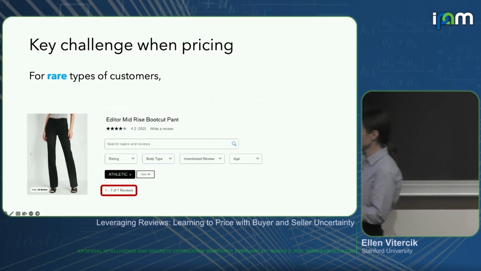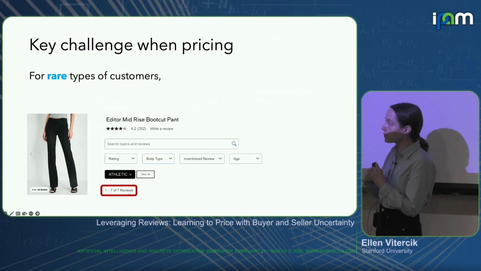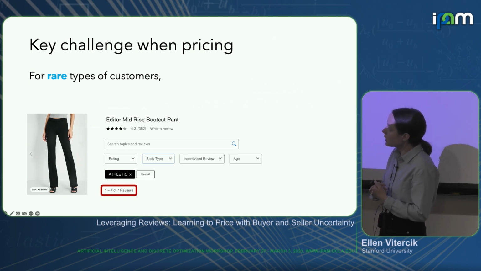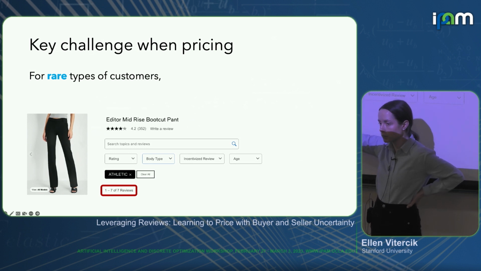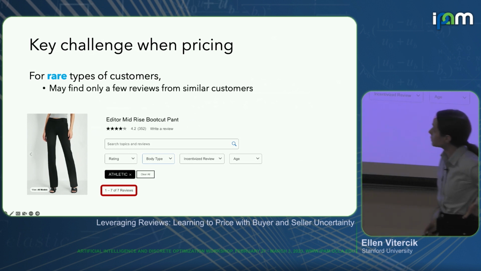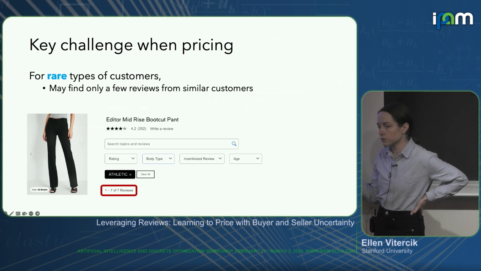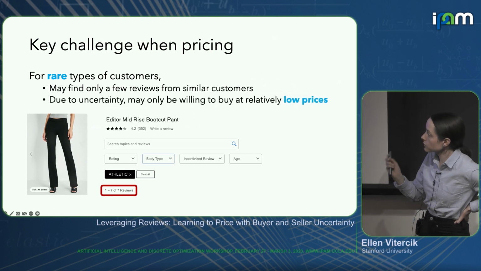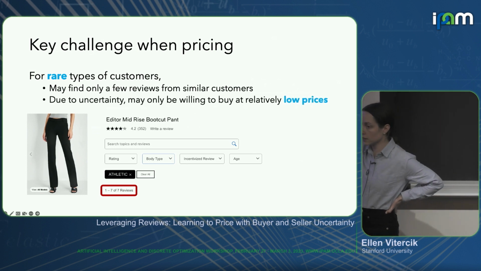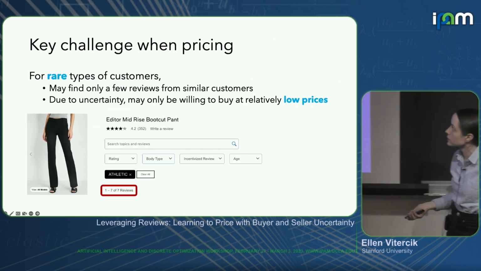So the key challenge that we face when figuring out how to price the items for sale, when buyers are learning from reviews, is that for rare types of customers, for example, among athletic body types, there are only 7 reviews. These rare types of buyers may only find a few reviews from relevant customers. And therefore, due to uncertainty, they may only be willing to buy the item at a fairly low price.